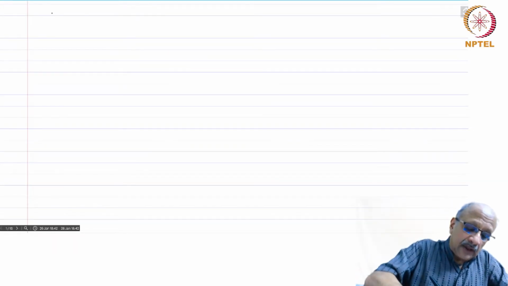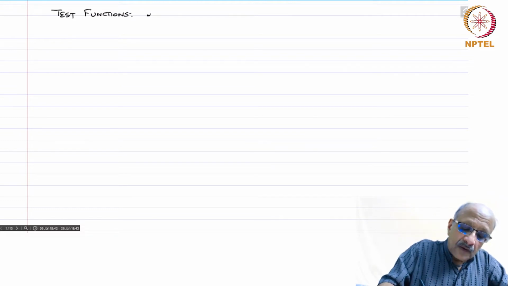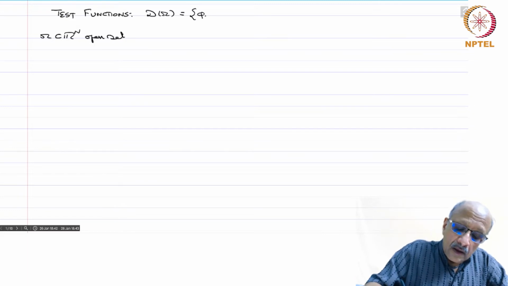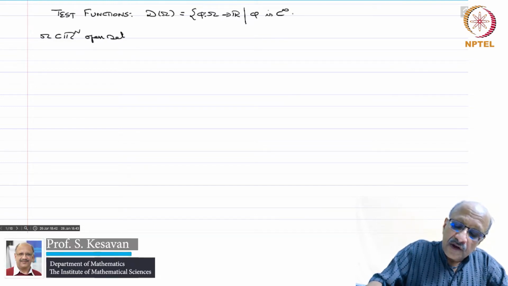Okay, so let me recall the space of test functions. This is D of omega. So omega in R^n is an open set, and D of omega is the set of all phi from omega to R such that phi is C infinity and the support of phi, contained in omega, is compact.